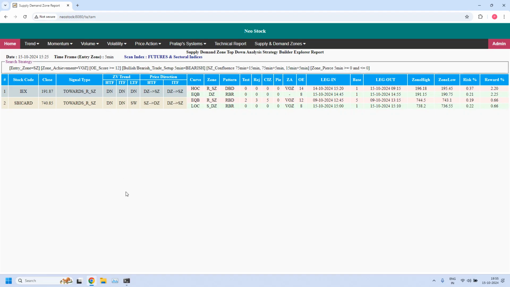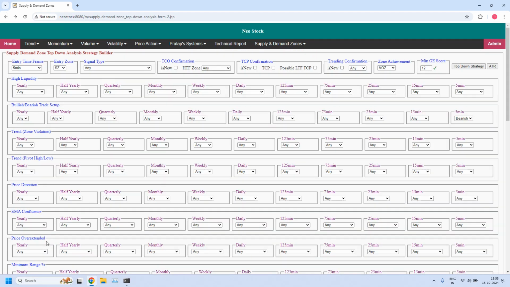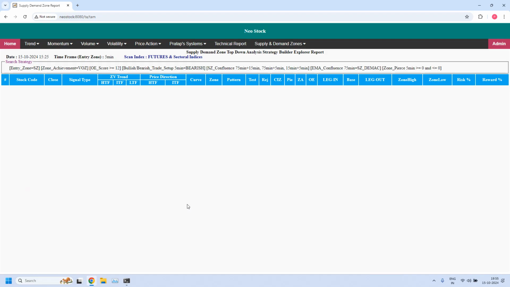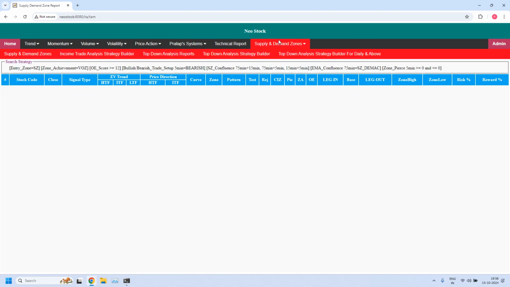If any of these stocks are having a daily EMA confluence, it is even more high probability setup. Already these zones are high liquidity zones. Let's look for EMA confluence also at 75 minutes time frame, that is HTF time frame. The 75 minute supply zone with daily EMA confluence. So none of those zones are having EMA confluence, no issues. So this is about stocks having bullish and bearish trade setups for all the income trades.